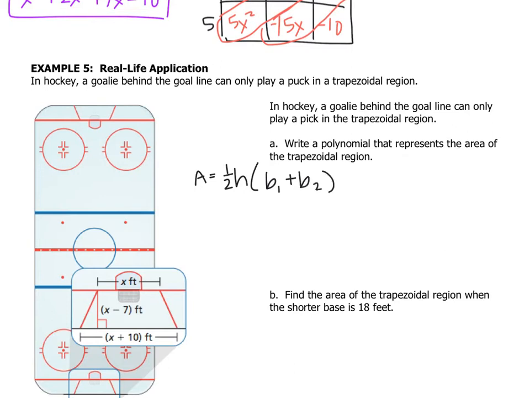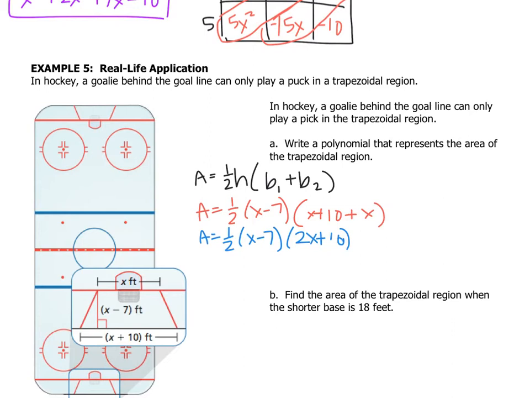So what we're going to do is take the expressions in the picture and put them into the formula. So I get A equals 1/2. The height is x minus 7. The base 1 is x plus 10. And base 2 is x. So here's what we do. First thing is you always just look to combine like terms. So I will get 1/2 times x minus 7 times 2x plus 10.